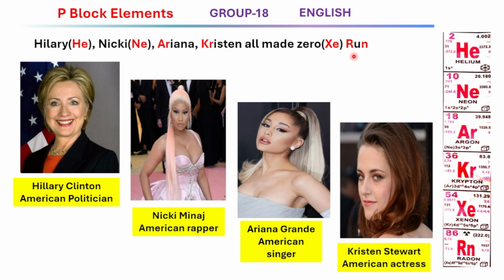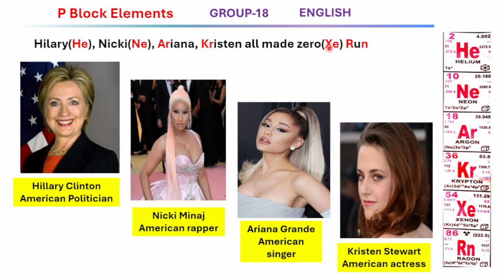And because of this, the women team lost that friendly match and the main team won. Why? What is the reason? Because Hillary, Nikki, Ariana, Christine all made 0 runs. So from Hillary you will have He. He stands for helium. Then Nikki, from Nikki you have to remember Ne. Ne stands for neon. Ariana, Ar. So Ar stands for argon. Christine is Kr. Kr stands for krypton.